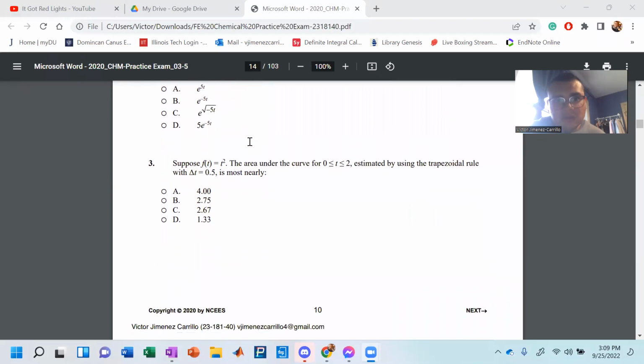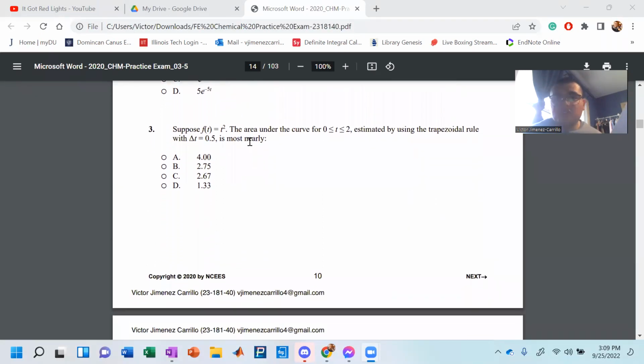So we continue and we go to question number 3. Suppose there's f of t equals t to the power 2. The area under the curve from 0 to 2, estimated by using the trapezoidal rule with a delta t of 0.5, and you're asked to find the area under the curve, basically.